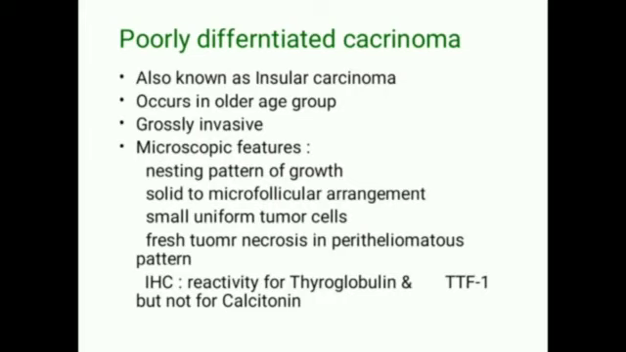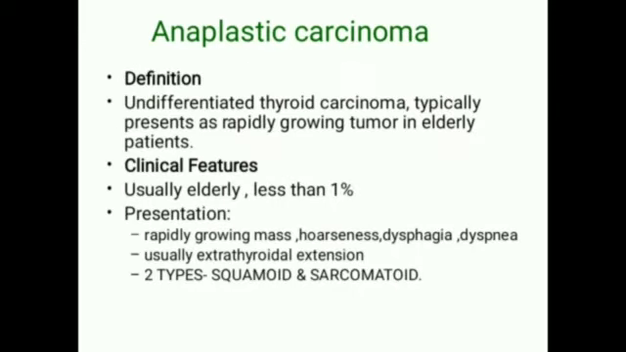As it is poorly differentiated, you cannot tell whether it is from the thyroid gland or another organ, whereas follicular, papillary and medullary carcinomas have features which suggest they are from the thyroid gland. So here IHC comes into play, in which there will be reactivity for thyroglobulin and TTF1, but not for calcitonin. Calcitonin is positive in the medullary type. It is not positive for poorly differentiated carcinoma because that also arises from the follicular cells. The last one is the anaplastic carcinoma.